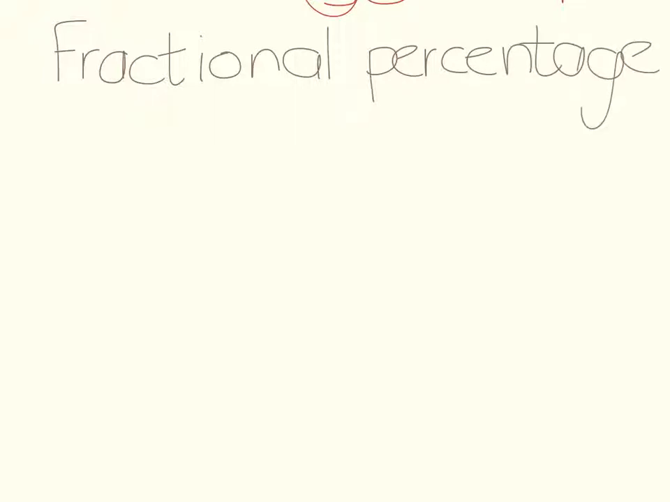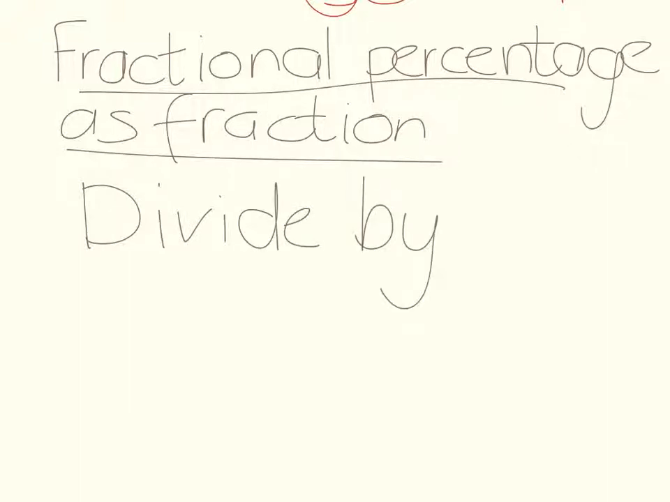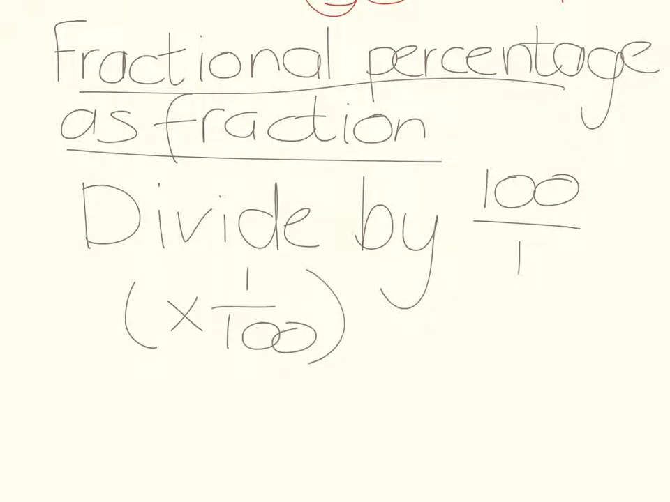Fractional percentage as a fraction. Okay. So that's your next heading. What are your notes for that? You have to divide by 100 over 1. Now, remember, when you're dividing in fractions, I'll show you exactly what I mean. But what I want you to write is divide by 100, and then in brackets, I want you to go times by 1 over 100. You'll know what I mean once I've explained that. So make sure that's in your notes. Okay, pause me because I'm going to keep going.